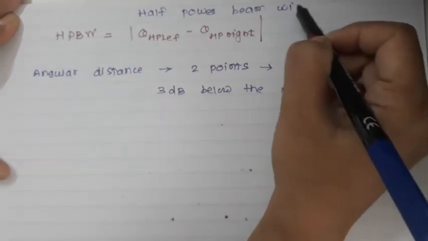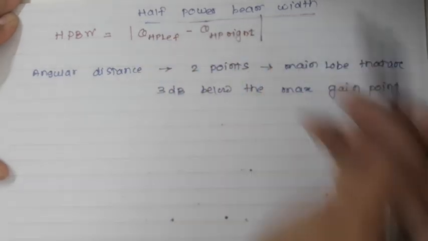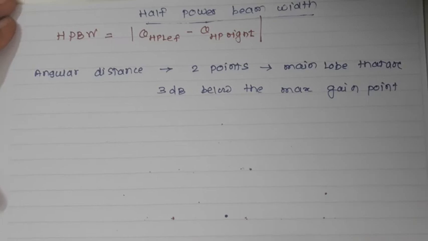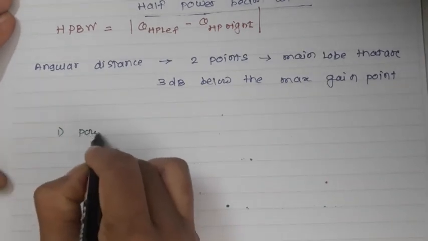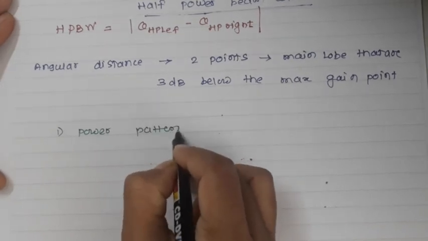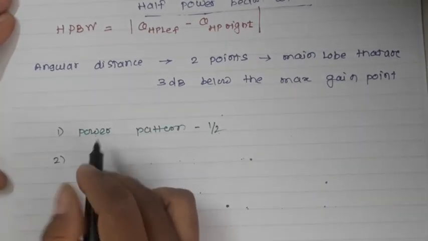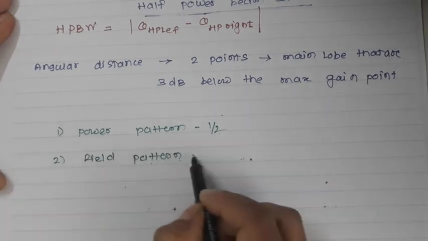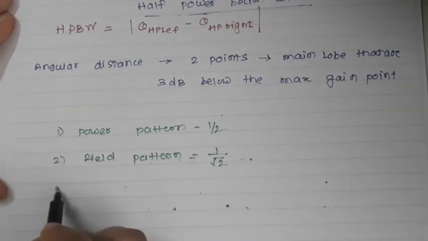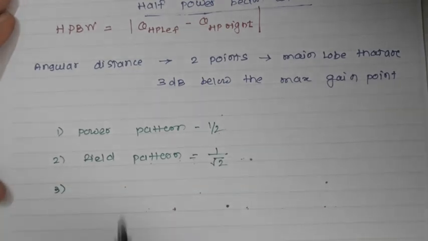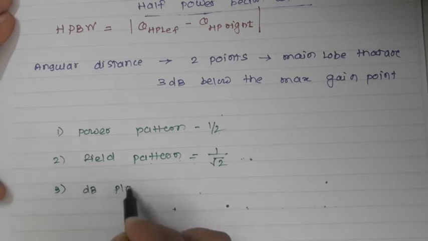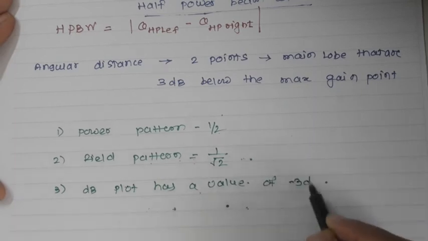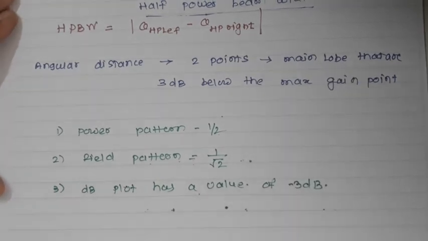Now let us see the characteristics of this half power beam width. The first characteristic is that the power pattern has a value of 1/2. If you are talking about the field pattern, it will be 1/√2. And in the dB plot, it has a value of -3 dB. So this is all about the half power beam width.